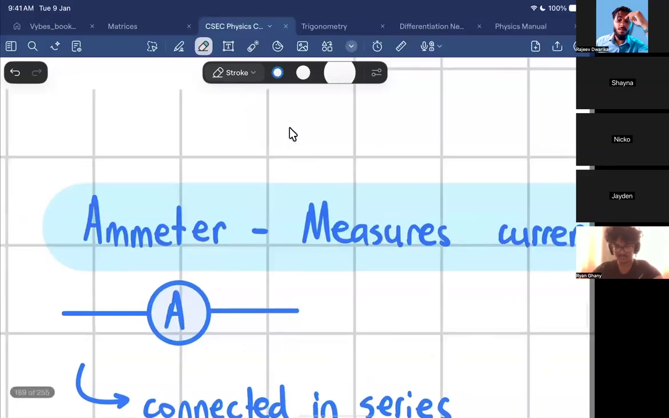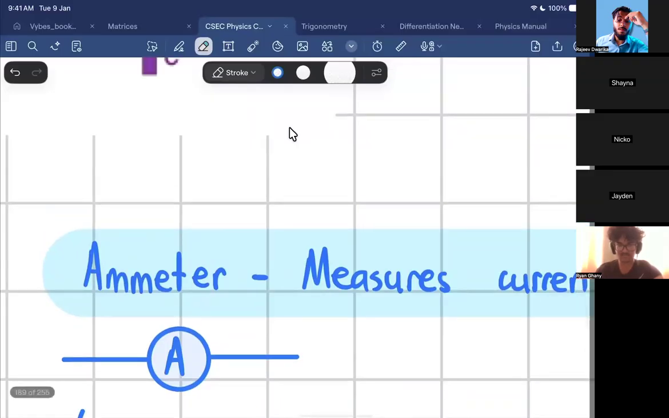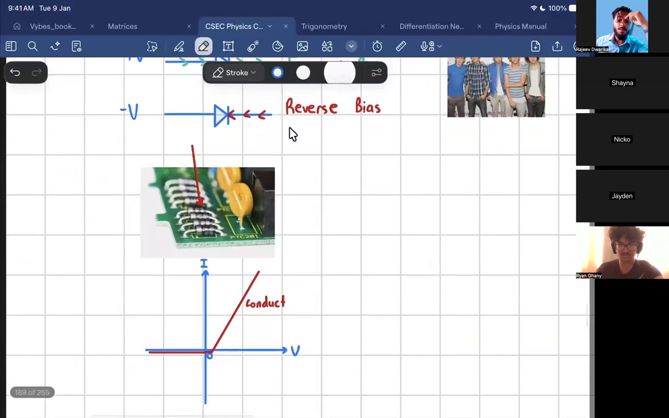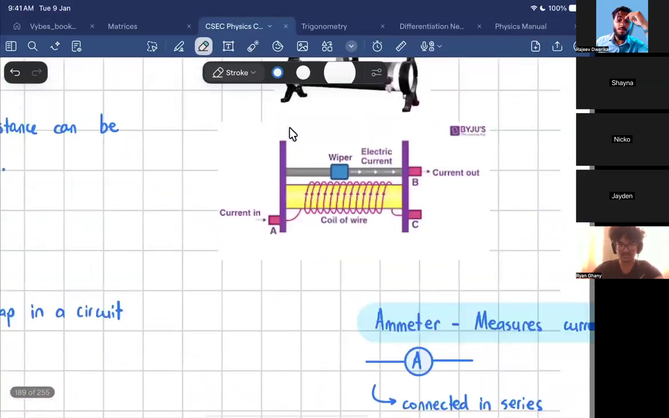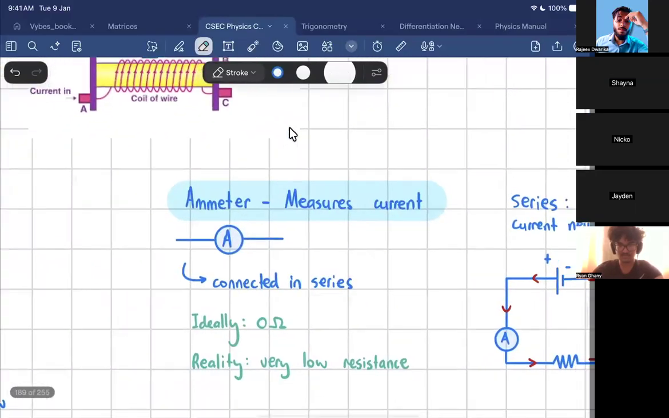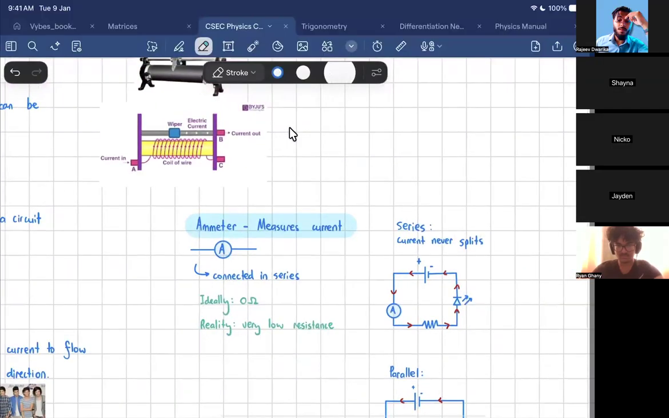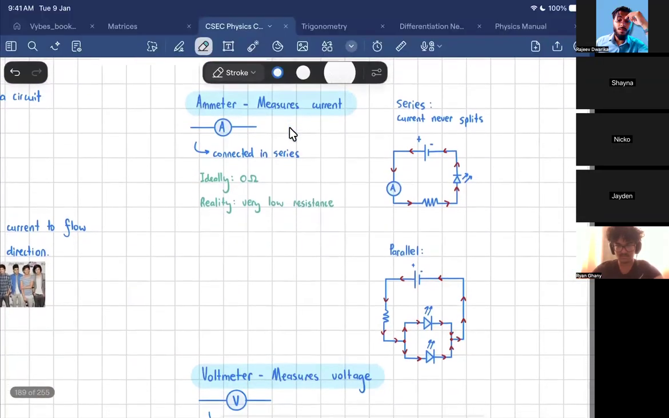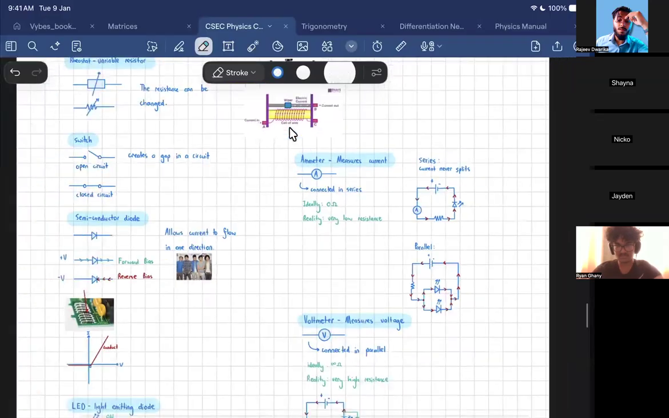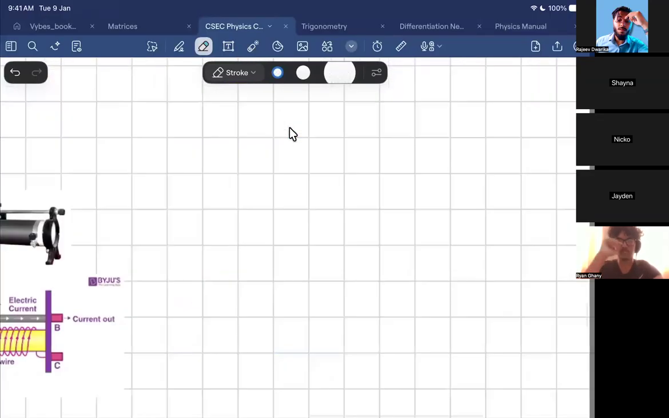So, Nikolai, Jaden, Ryan, Shayna, an ammeter measures current. Now, if we want to measure current, do you think I'll put the ammeter in series or parallel? Okay, wait, before we even do that, I have to explain what series and parallel are, right? Because I don't think you know the difference completely.